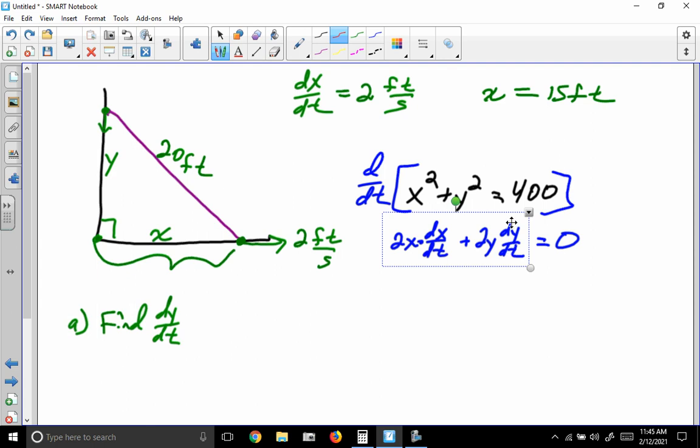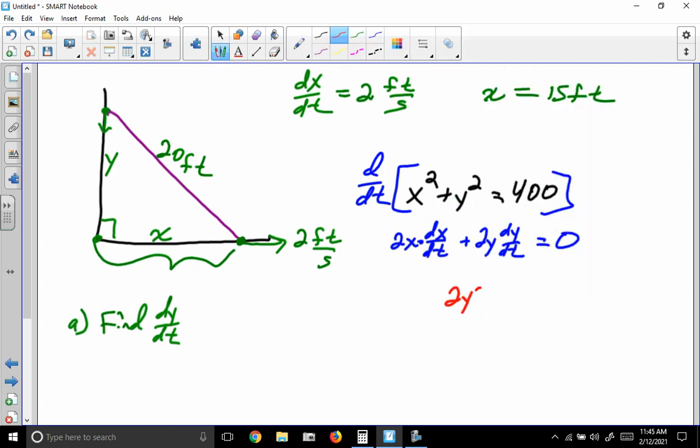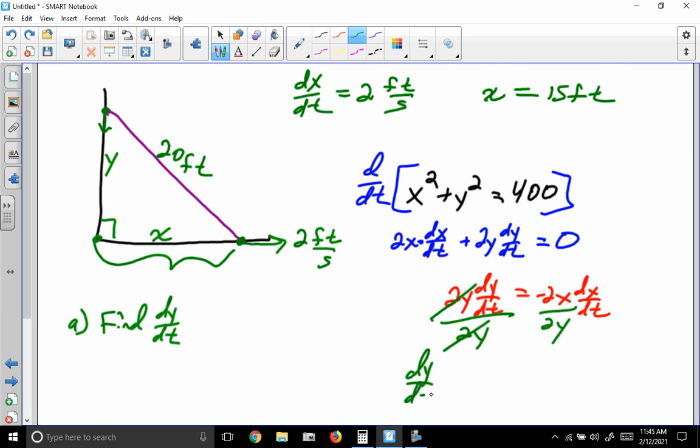If we want to find dy/dt, then let's isolate dy/dt, so move the x term to the other side. So how do we move it to the other side? We subtract it from both sides. So it would be gone on the left and would be negative on the other side. We want to get dy/dt, so divide both sides by 2y. So we get that dy/dt equals minus x dx/dt over y.